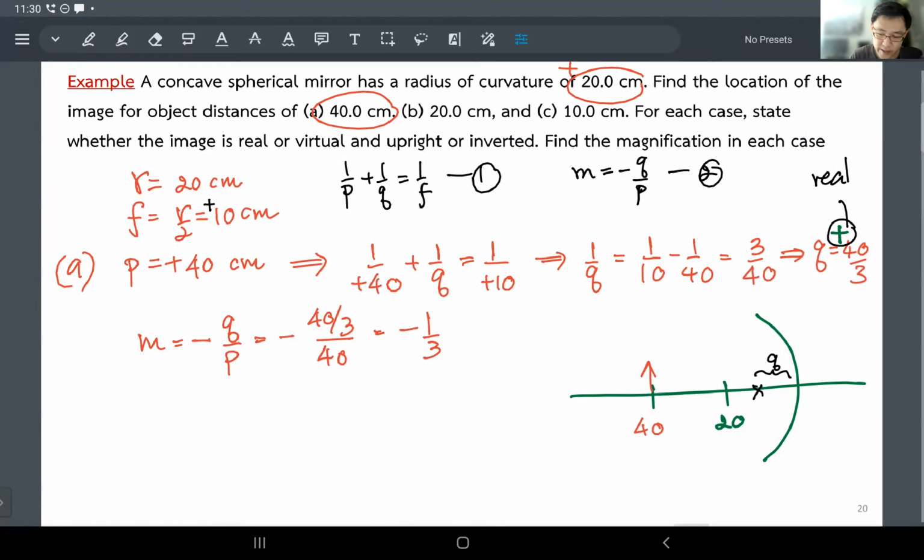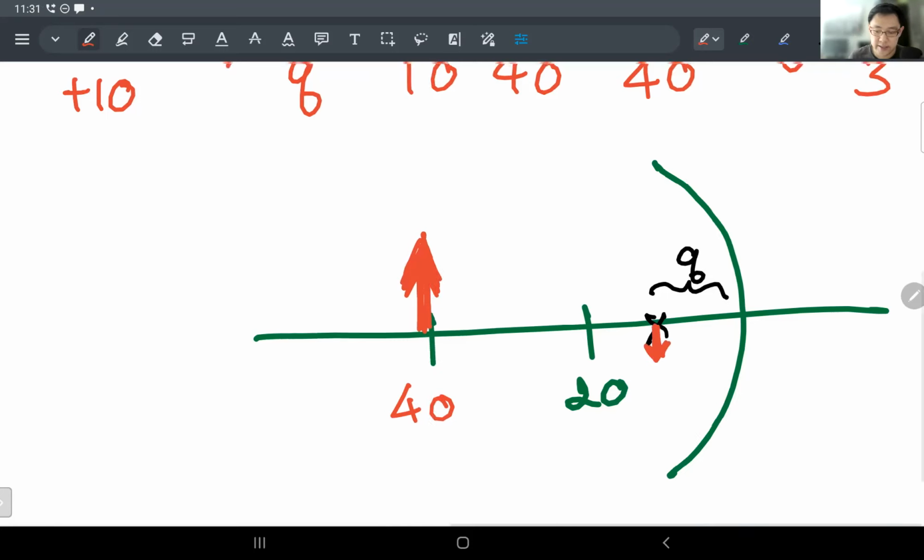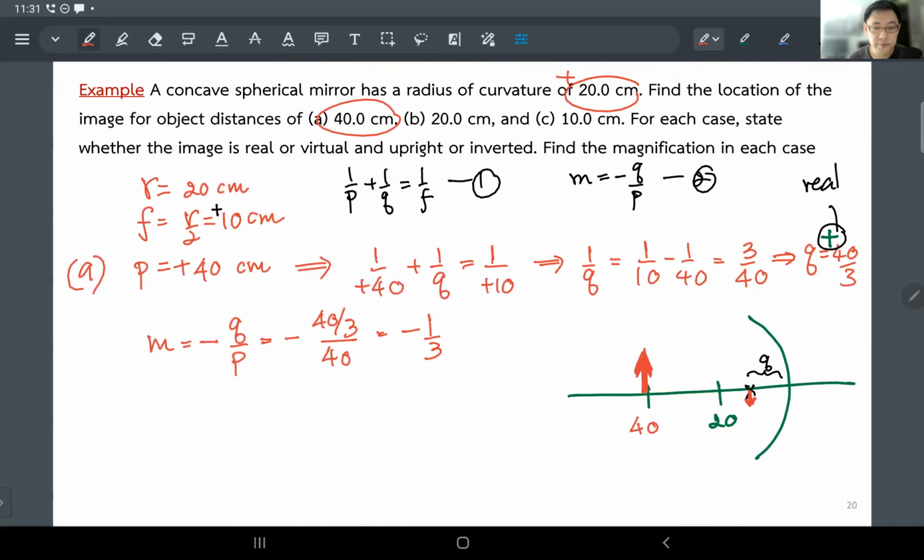The conclusion is this now. Your object is right here at 40 centimeters. Let's say it's this tall. At the end, you get your image right here, but still in the front, and it's still real, but it's inverted and it's only 1/3 in size. There you go. Let me draw a smaller one. It's done. Woohoo. So you know how to apply these two equations now?